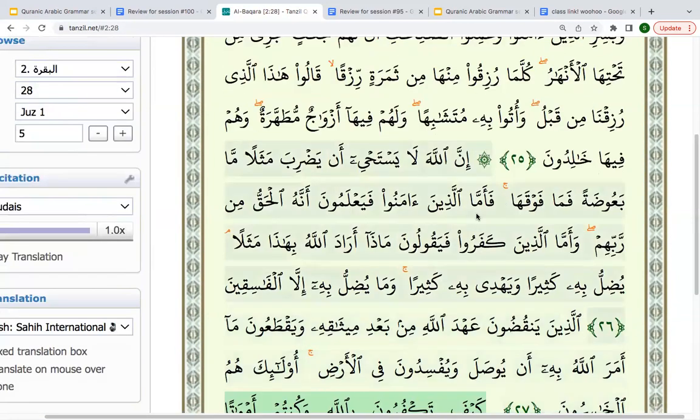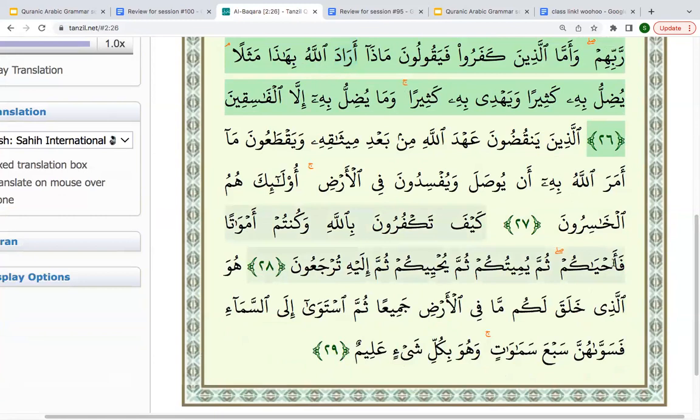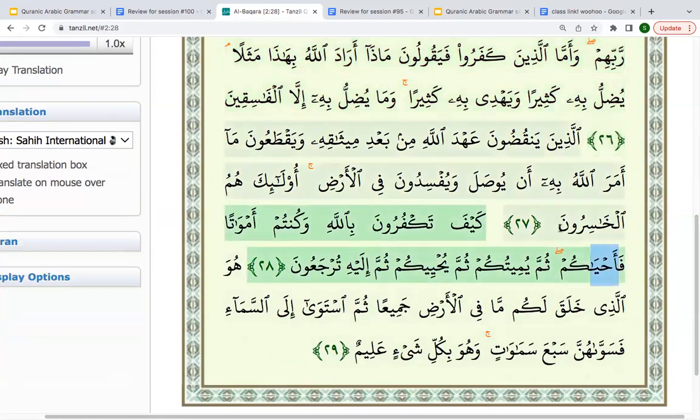Now let me ask you about this word, arada. What do you think? Ra, wow, dal, the root letters. Which family? And the siga? Family number 4. Is it madi, mudari, amr? Madi. Very well done.